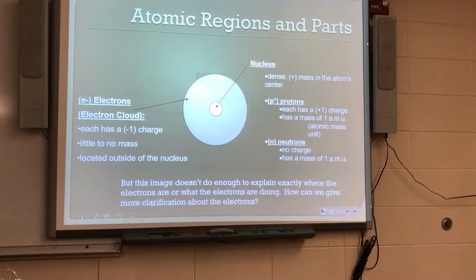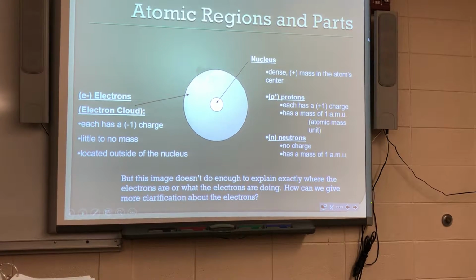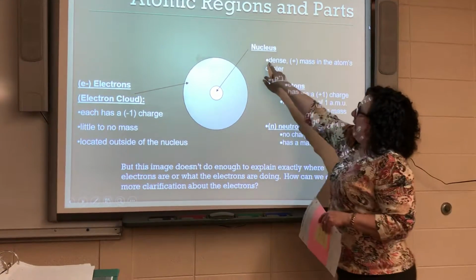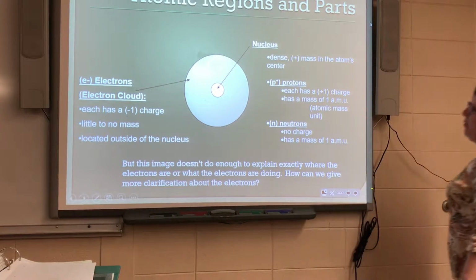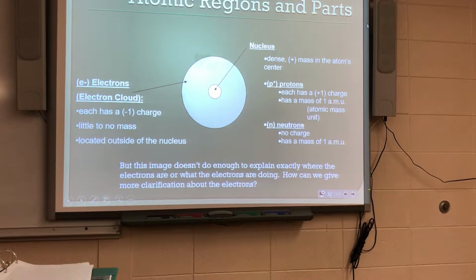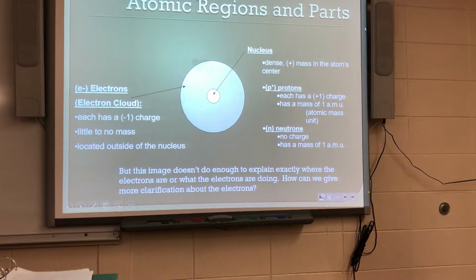So, now we're at the picture, and on the picture you can see I have us outlining the different parts of the atom. If you look at the top right, there's a dot on your paper that says under nucleus. I want you to write this statement down, that the nucleus is dense. You can see that it's positive, and that's where the mass of the atom is. The nucleus is made up of two parts.